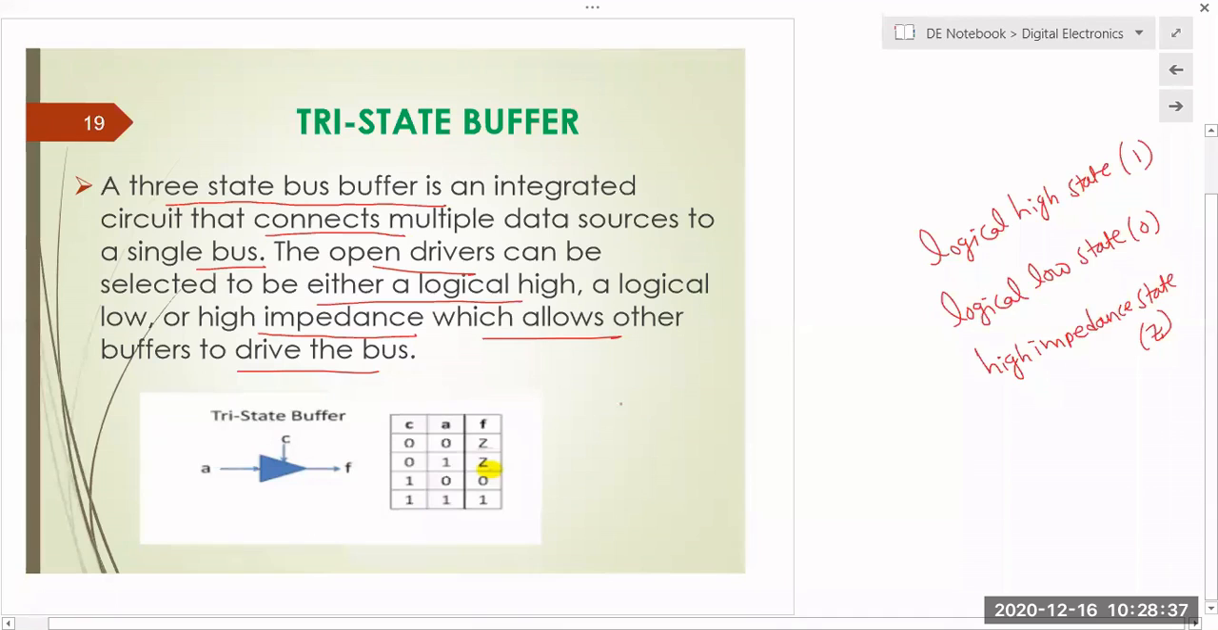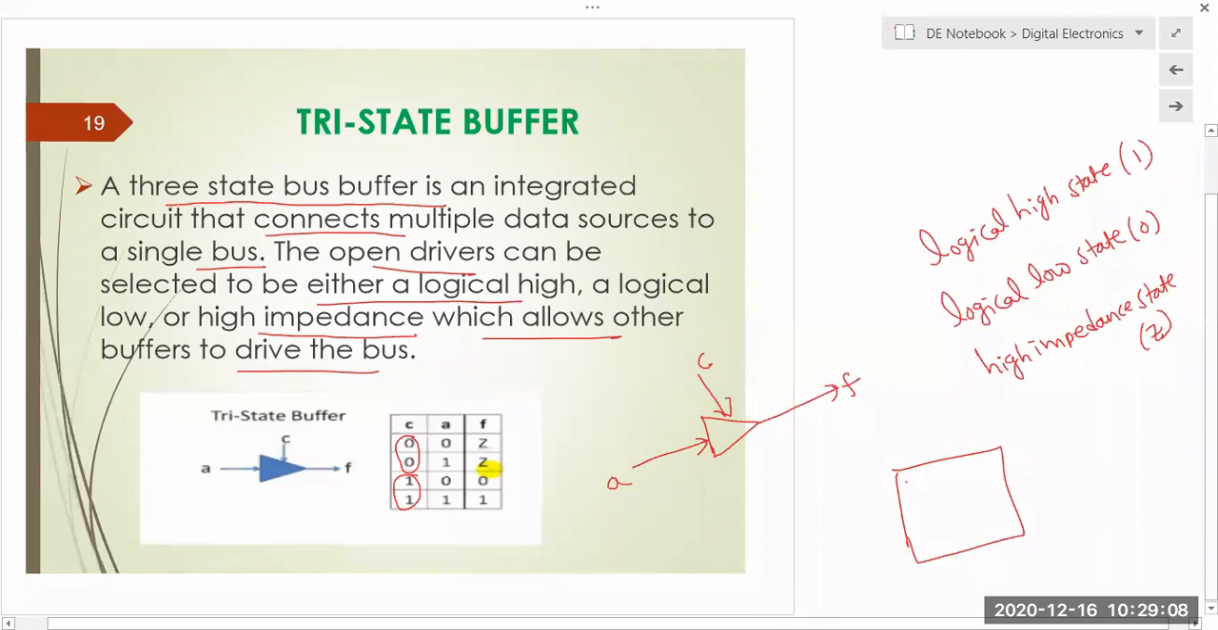So it is a tri-state buffer in which we have the input and the output, and this depends upon one more state called C. If the C value is zero, then there is no impact. Actually this truth table is not correct.